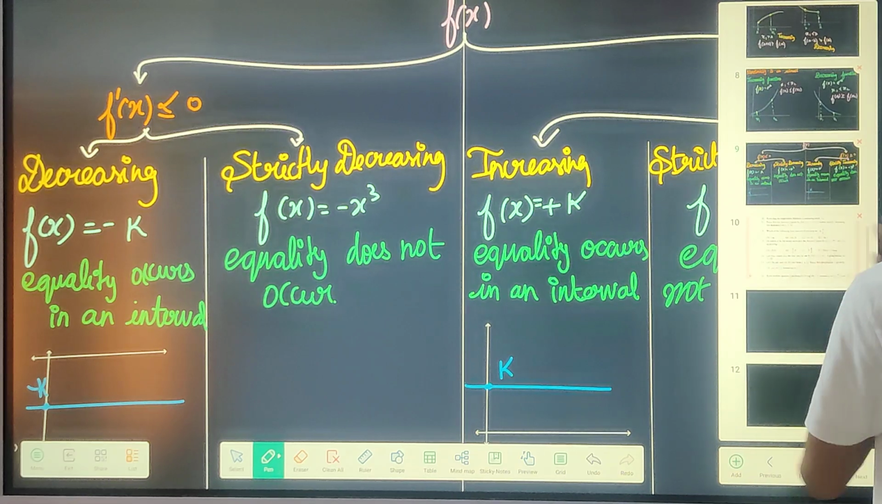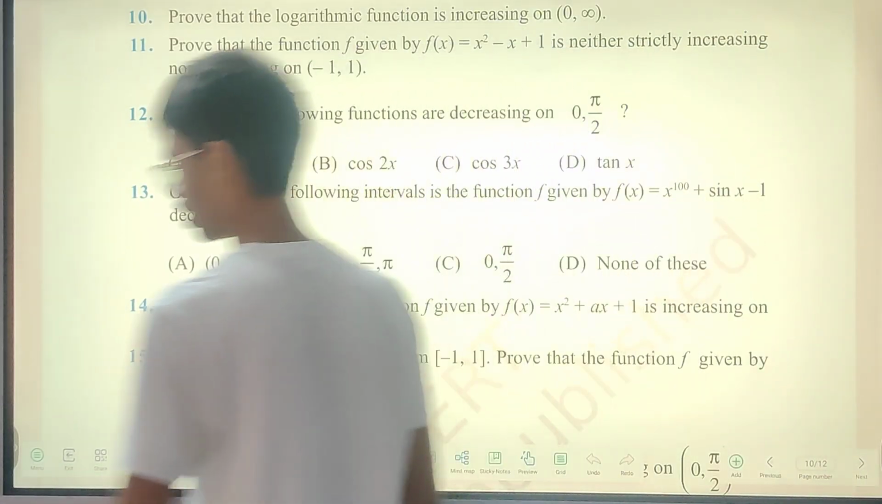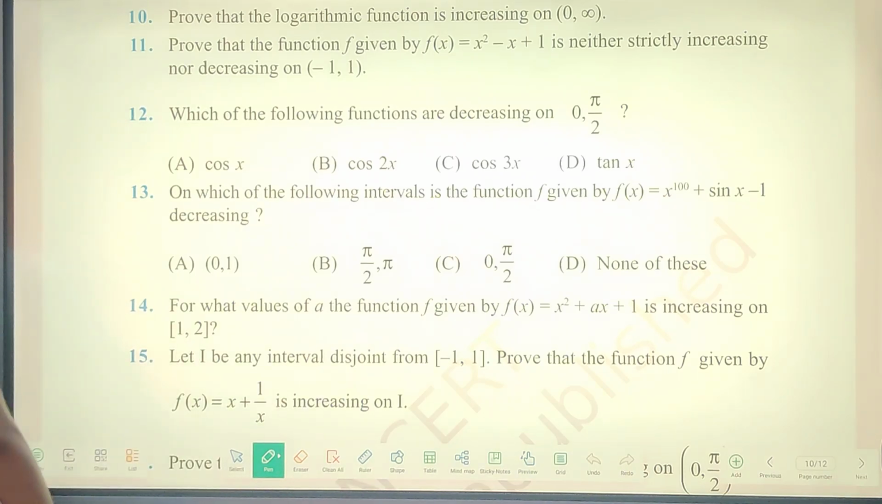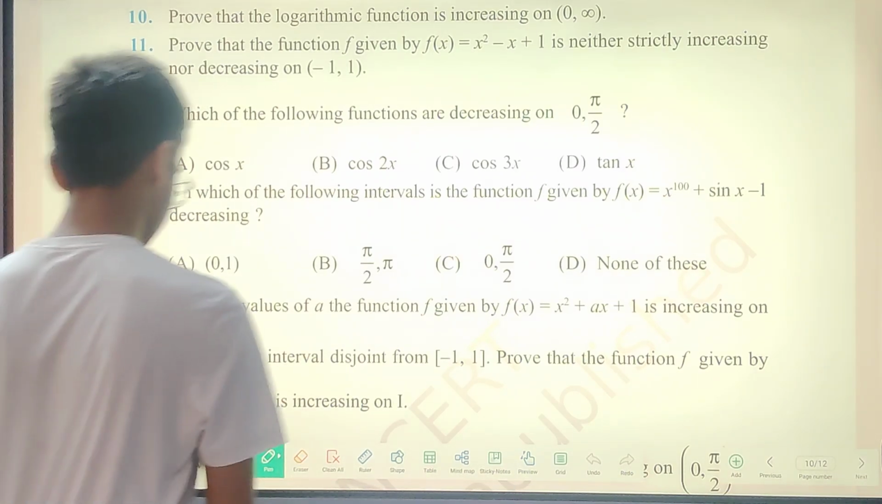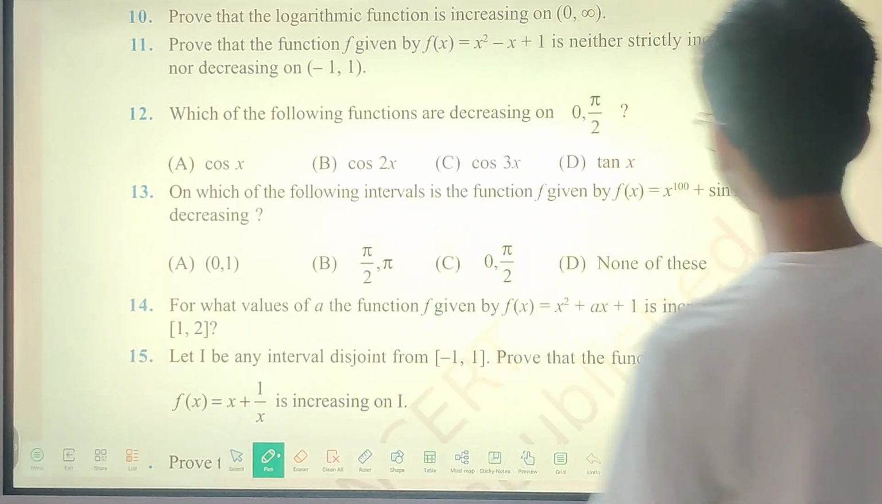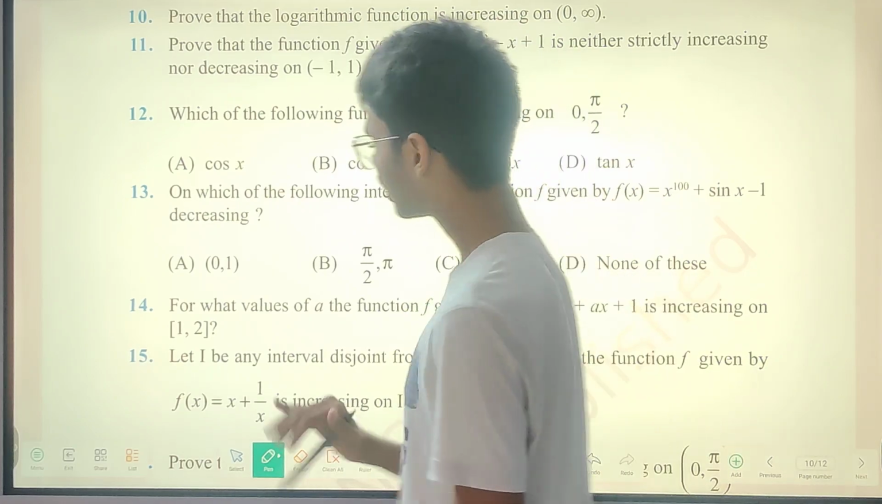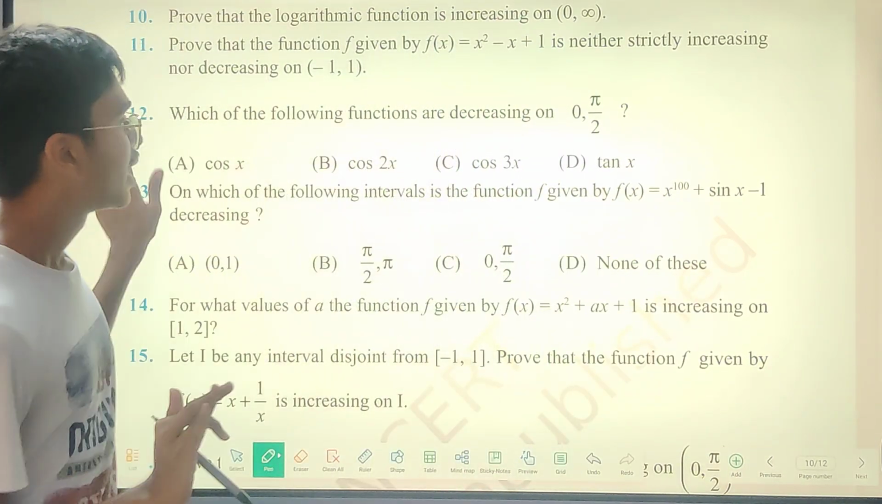Oh, exactly, we are here in this slide. What a great coincidence. So we have completed up to here in the last session. Now we will just do the 14th and 15th, then we will end this exercise.